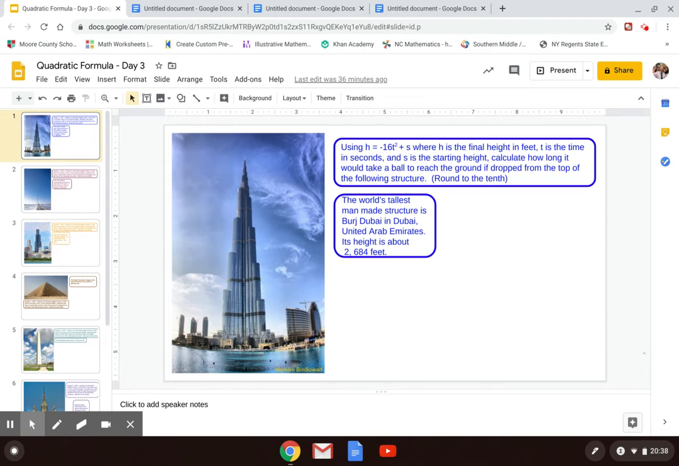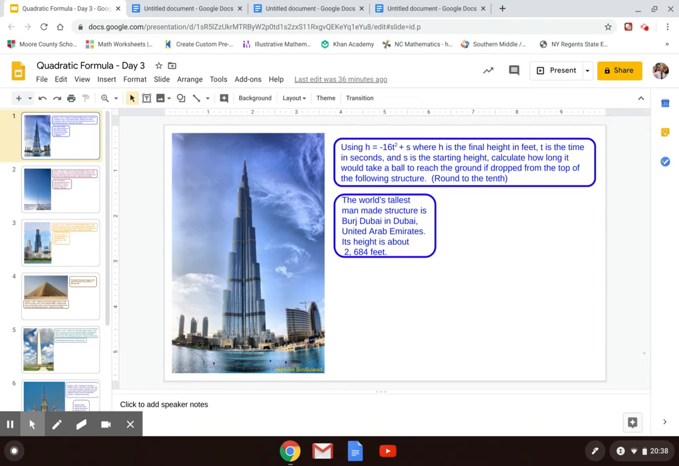But before we get to spring break, we're going to do a little bit more work with quadratics and the quadratic formula. So what we've been learning about is how to use the quadratic formula to find the zeros of a function. And what we're going to do today is apply that knowledge to some different scenarios.